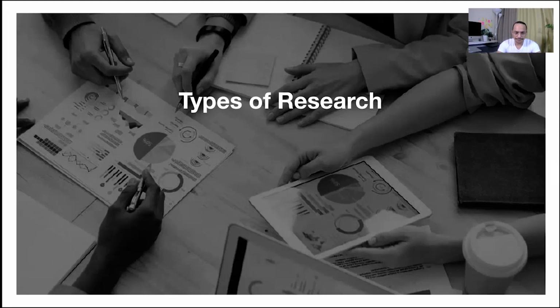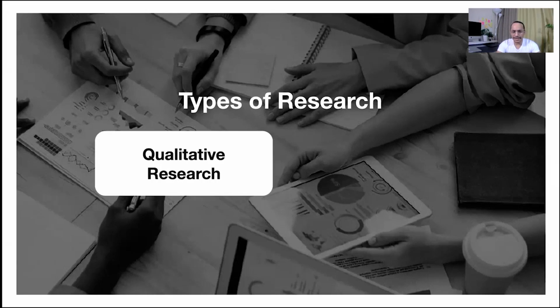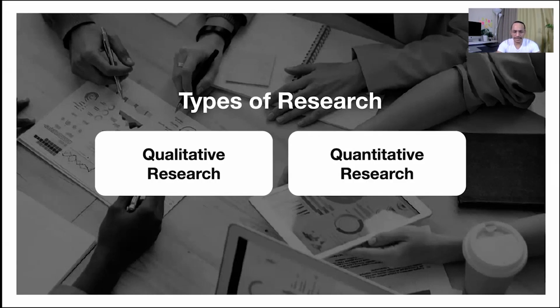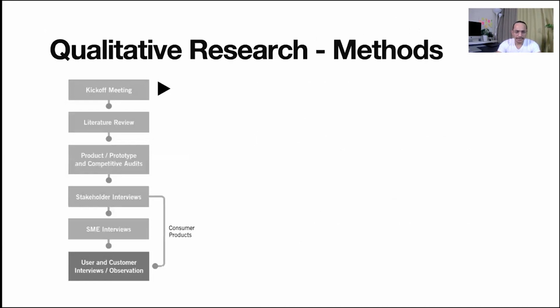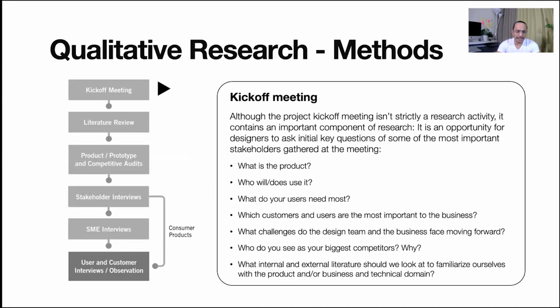these questions. I already talked about qualitative research and quantitative research, so I'll not go deep into that. Qualitative is basically where you try to validate your assumptions, okay? And we use different kinds of methods like interviews, focus groups, ethnography, and literature. I already talked about this. So using this kind of research, what we do is start with the kickoff meeting.